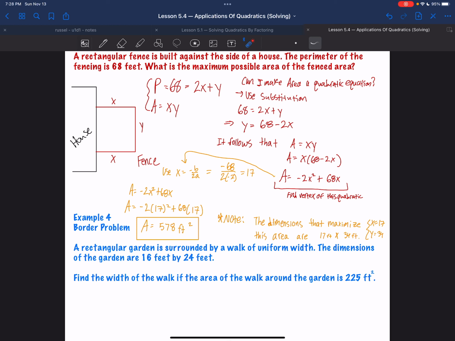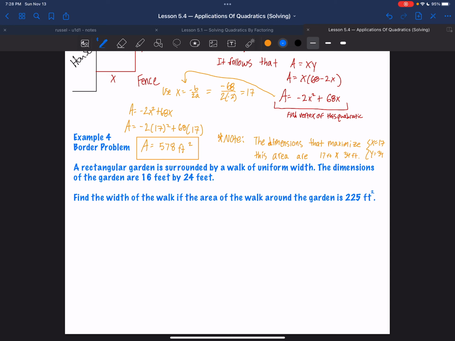Okay. Now let's look at a border problem. All right, example 4, border. So we talked about these in the last unit, unit 4. And I know that they gave some of us some trouble. So let's go over it again. A rectangular garden is surrounded by a walk of uniform width. The dimensions of the garden are 16 by 24 feet. So let us draw the garden. And now let us draw the walk.